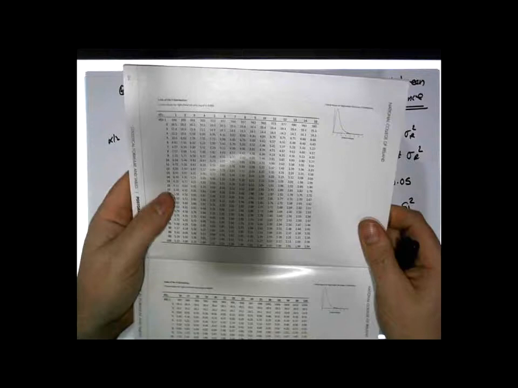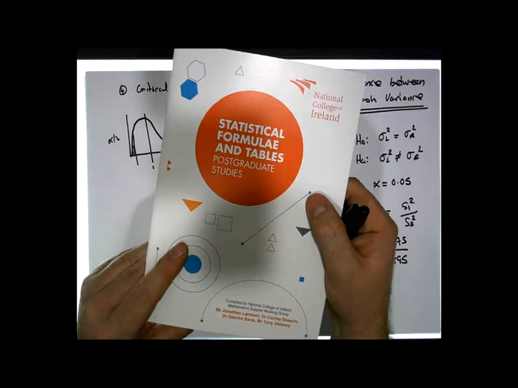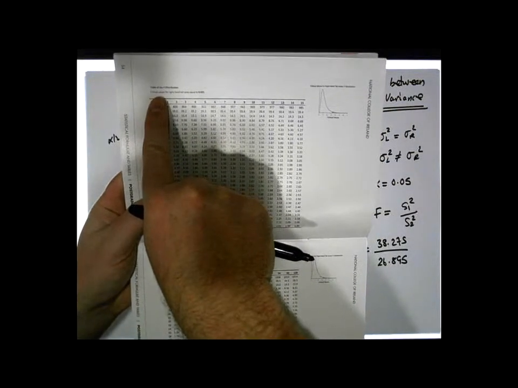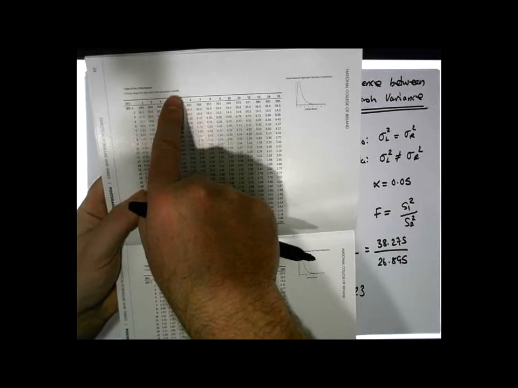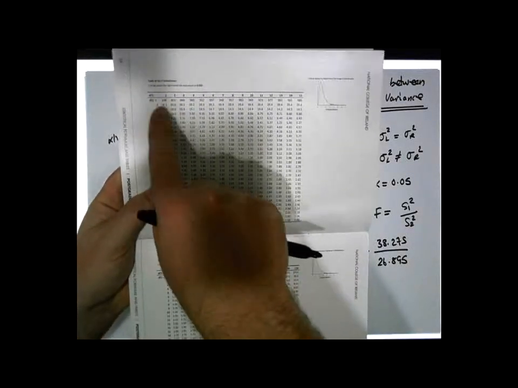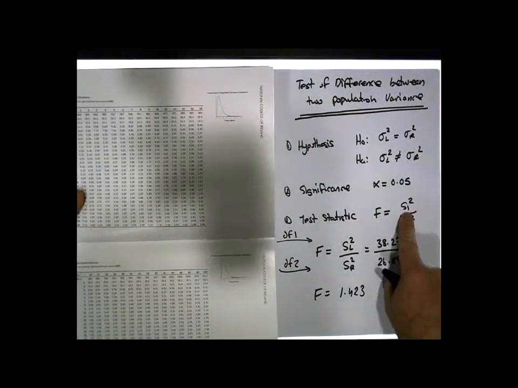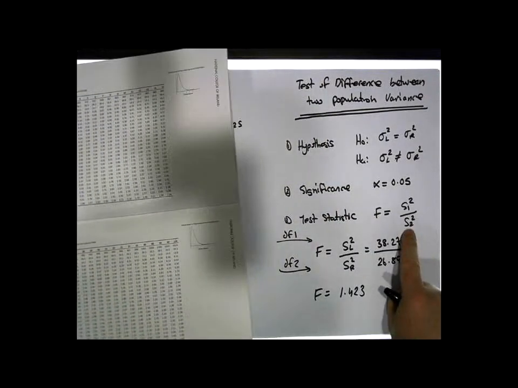So here they are. I'm looking at the Statistical Formula and Tables, Postgraduate Studies. I authored these with some colleagues here in NCI. We're going to page 34 of those tables, and also 35. The small print says this is a table of the F distribution, with critical values for right-hand tail areas equal to 0.025. Across the top row is degrees of freedom 1, which is the top part of the test statistic, and down the first column is degrees of freedom 2, which is associated with your second, smaller variance.